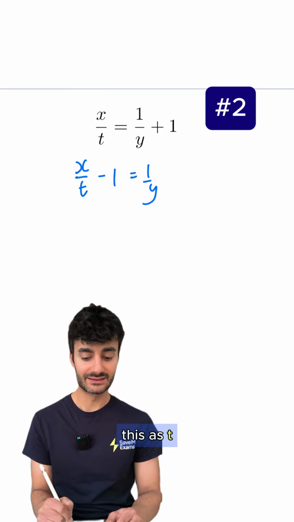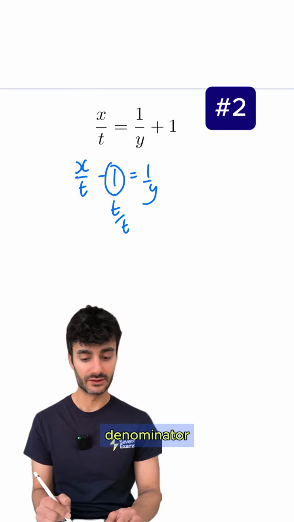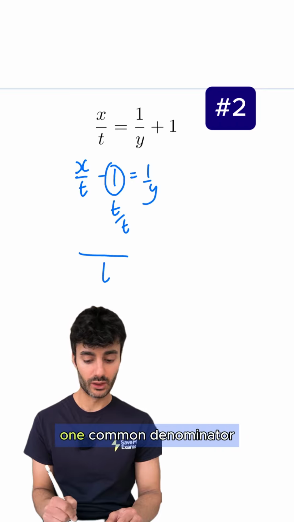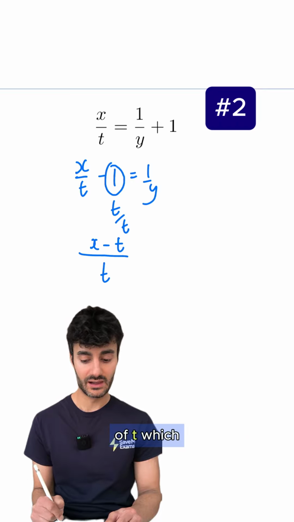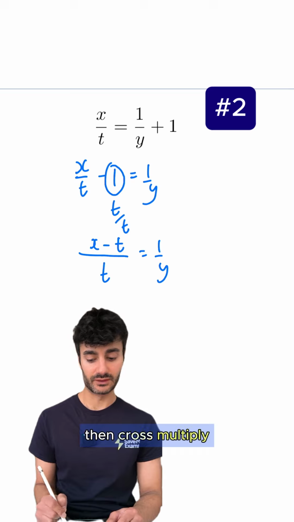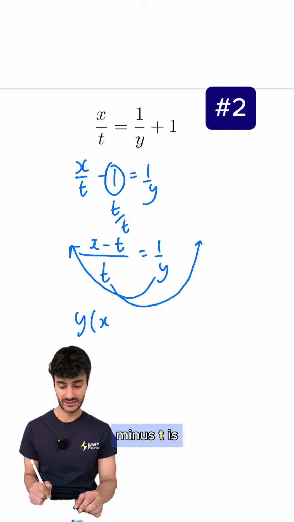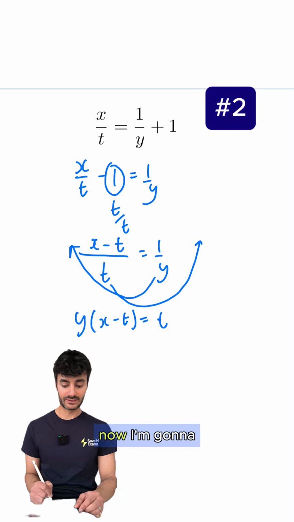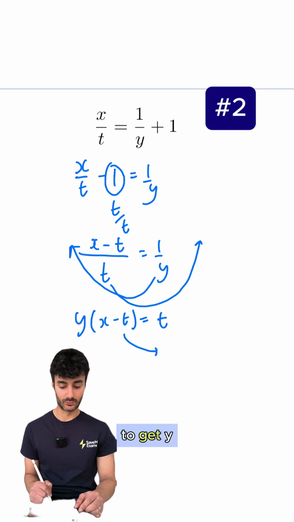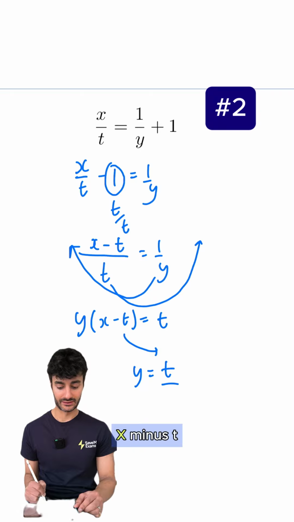A second way is to start with the same idea, put a minus 1 over there, but then write this as t over t, so they have the same common denominator. That means I can write them all over one common denominator of t, which means I can then cross multiply y there, t there, to get y lots of x minus t is t times 1 is t. Now I'm going to divide by the x minus t to get y is t over x minus t.